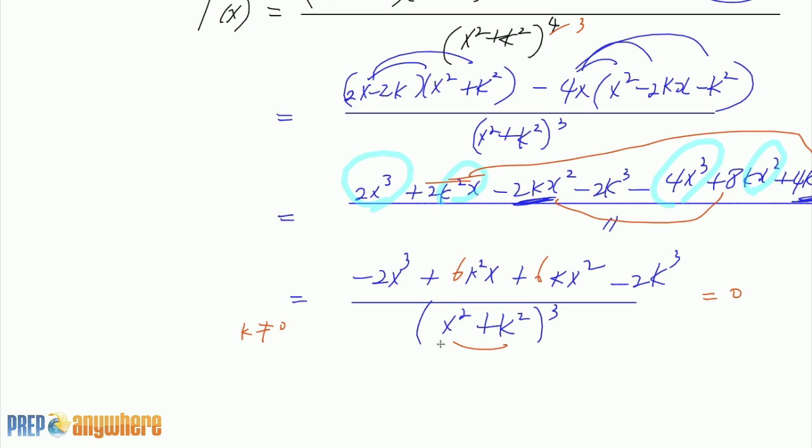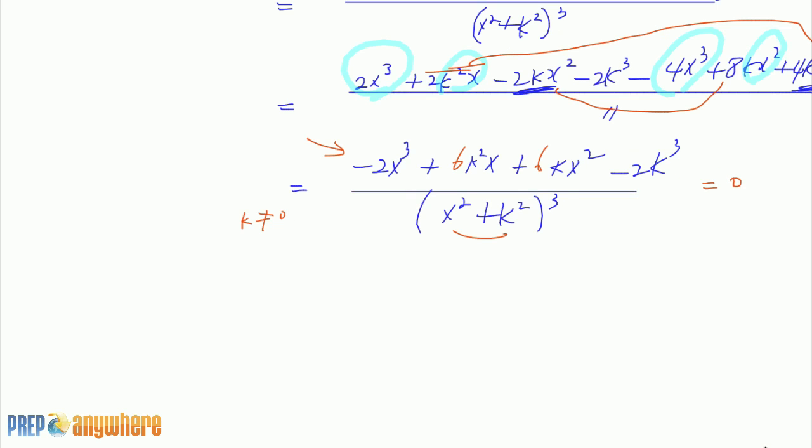Okay, so that means we need to solve for x using the top equation. So look at the coefficients of the top. Minus 2, 6, 6, minus 2. Alright, so I think if you plug in minus k, it'll work. If you plug in minus k, you get minus 2 times minus k cubed. This will become positive 2k cubed, right? So it'll cancel out with the one at the back. And these two will have opposite sign.